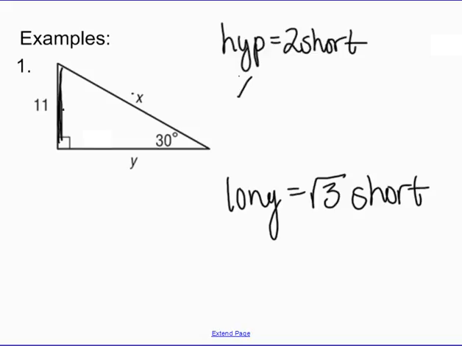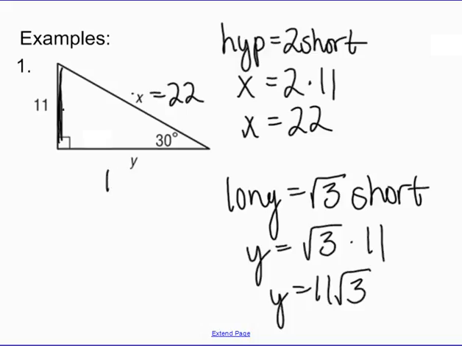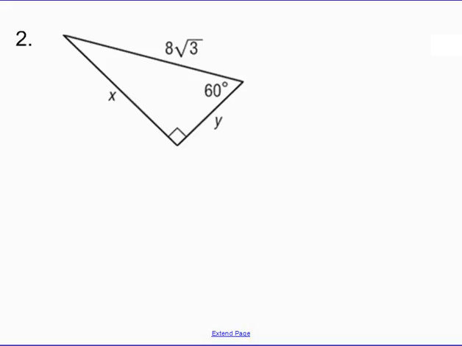Your hypotenuse is x. Your short leg is 11. The formula is doing exactly what I just said. The hypotenuse is double the short leg, so you multiply by 2. Okay? The long leg, y, is you take radical 3 times the short leg. So my y is 11 radical 3. It works, that relationship works for every single 30, 60, 90 triangle.